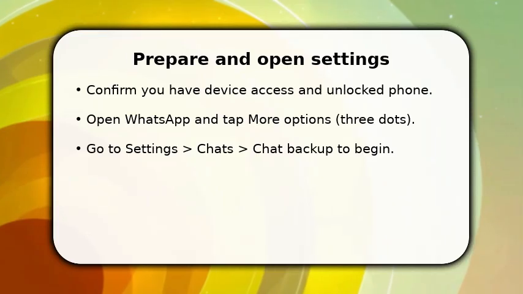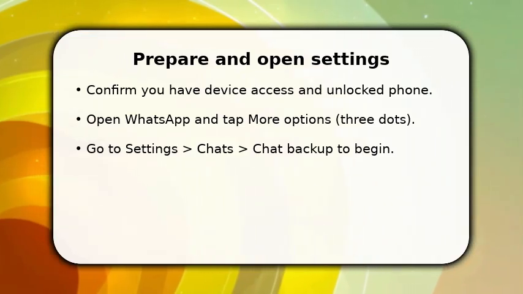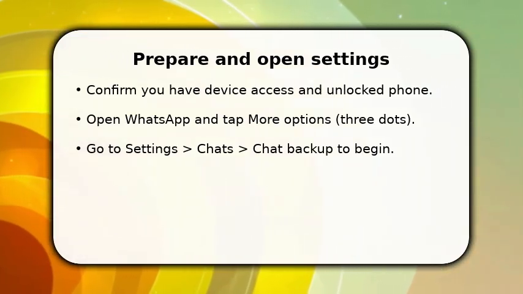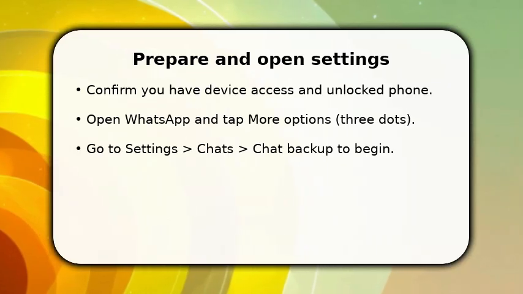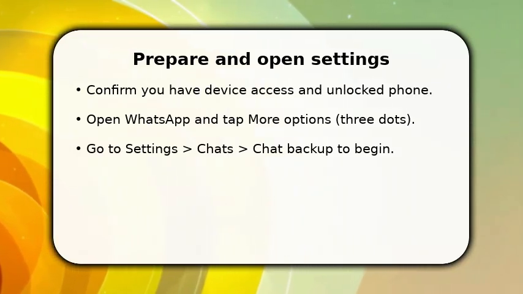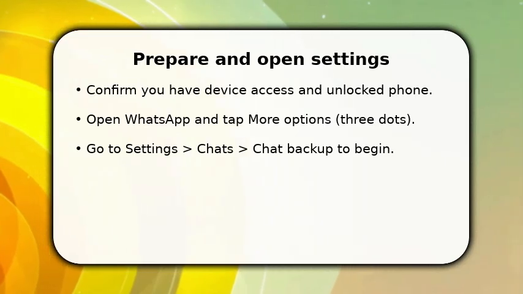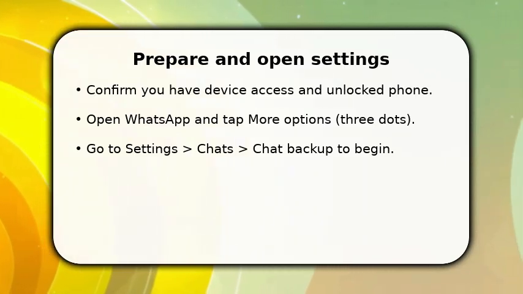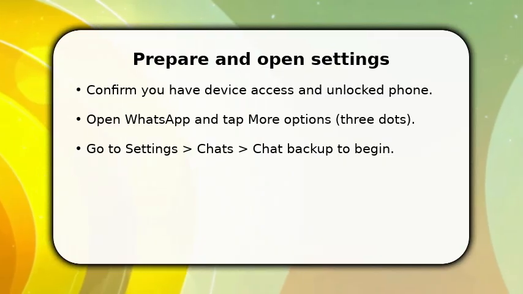You're starting now. Unlock the phone, open WhatsApp, and tap the three-dot more options. Once done, go straight to Settings, then Chats, then Chat Backup. You do this to reach the backup controls where automatic uploads live. Make sure you're on the account and Google Drive or iCloud you want to change.